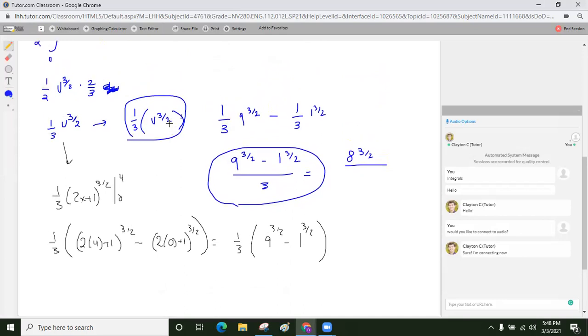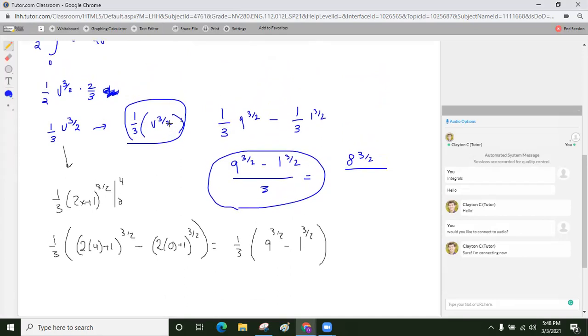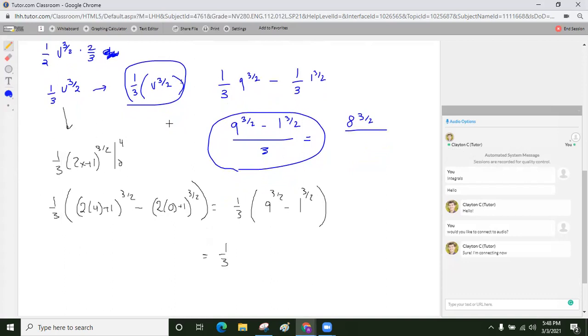And I think you mentioned before that we could get it in terms of a number. So how exactly would you go about doing so? Yeah, so 9 to the 3 halves, I'm going to write that as the square root of 9, to the 3rd. And then 1 to any power is just 1. So this is going to be 1/3 of 3 cubed minus 1. So that's going to be 1/3 of 27 minus 1, or 26 over 3.